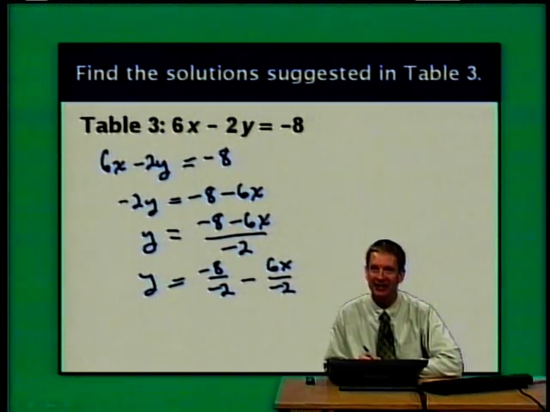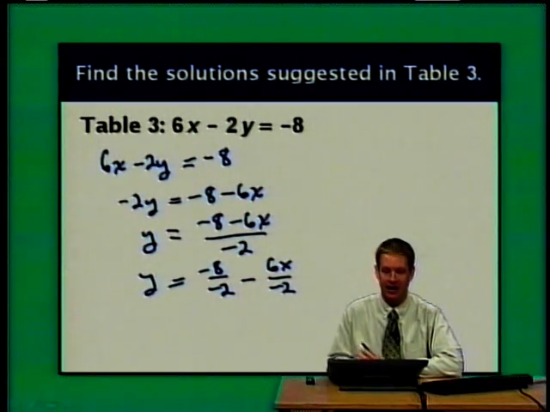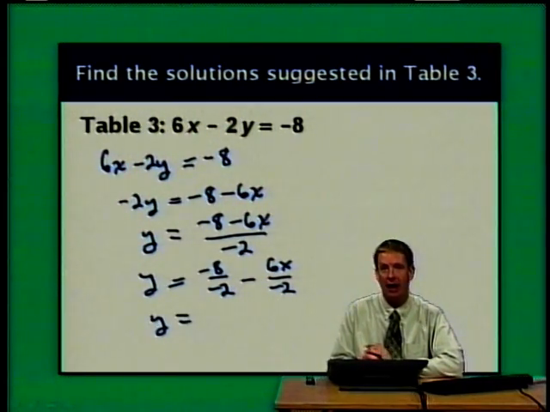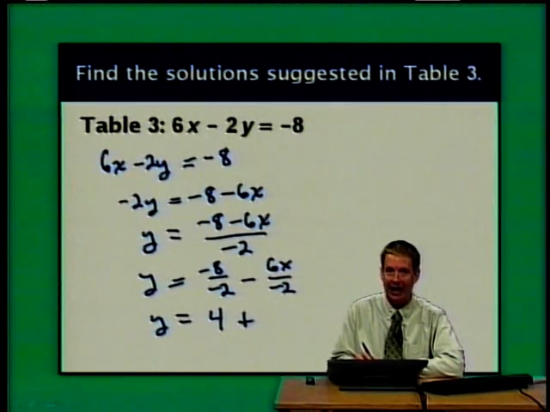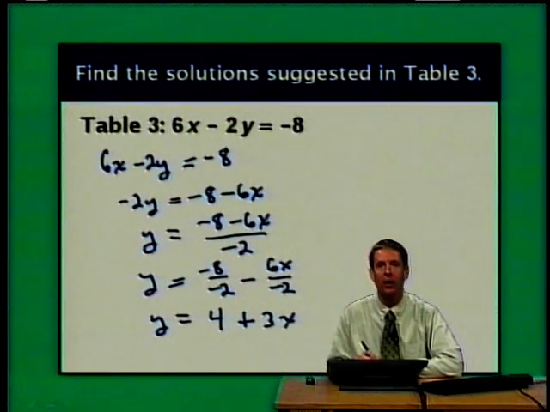Now, put your concentration cap on here because I'm going to kind of talk us through this. Negative 8 divided by negative 2, when you divide a negative by a negative, the result is positive, and 8 divided by 2 is 4. 6x divided by negative 2. If I take 6 divided by negative 2, the result is negative 3. So 6x divided by negative 2 is negative 3x. But that's being subtracted. And subtracting a negative is the same as adding a positive. So my formula for y is y equals 4 plus 3x.